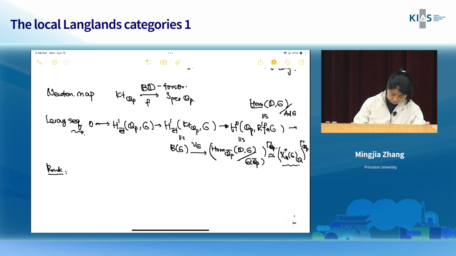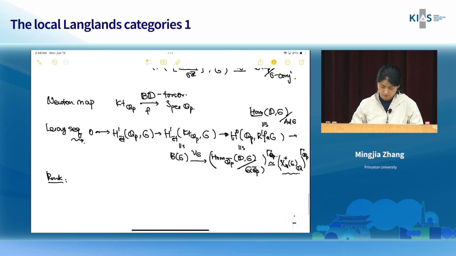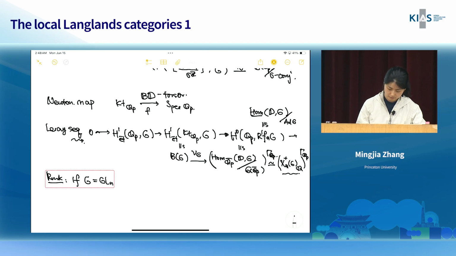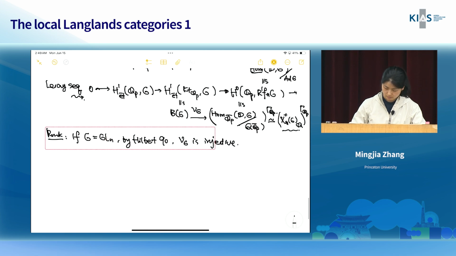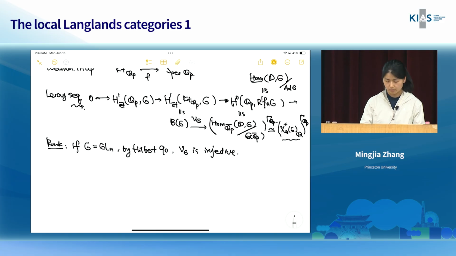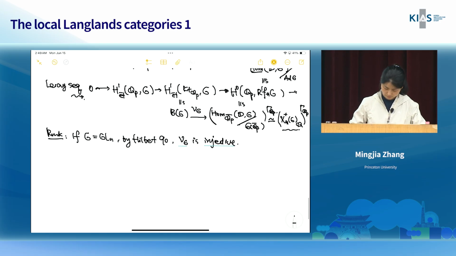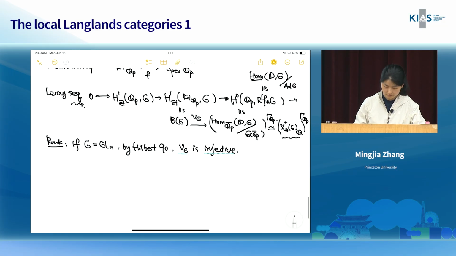So let's make a remark here. If you do this construction, then when G equals GLN, by Hilbert 90, you know that the H1 ℓ cohomology of QP with coefficients in GLN vanishes. Therefore, you draw the conclusion that in that case, the Newton map is an injection. But in general, because of the kernel, which are also these actual pure inner forms of G, this Newton map does not completely characterize the Kottwitz set.